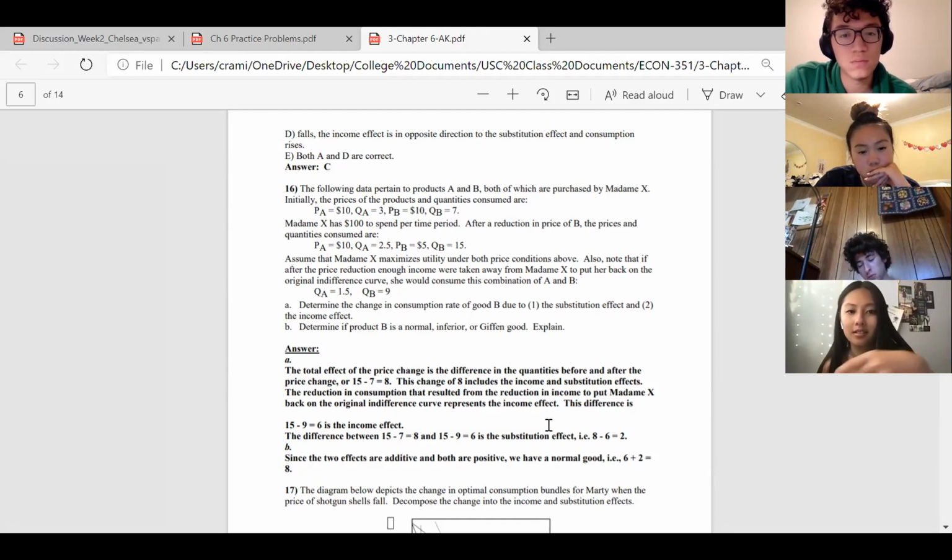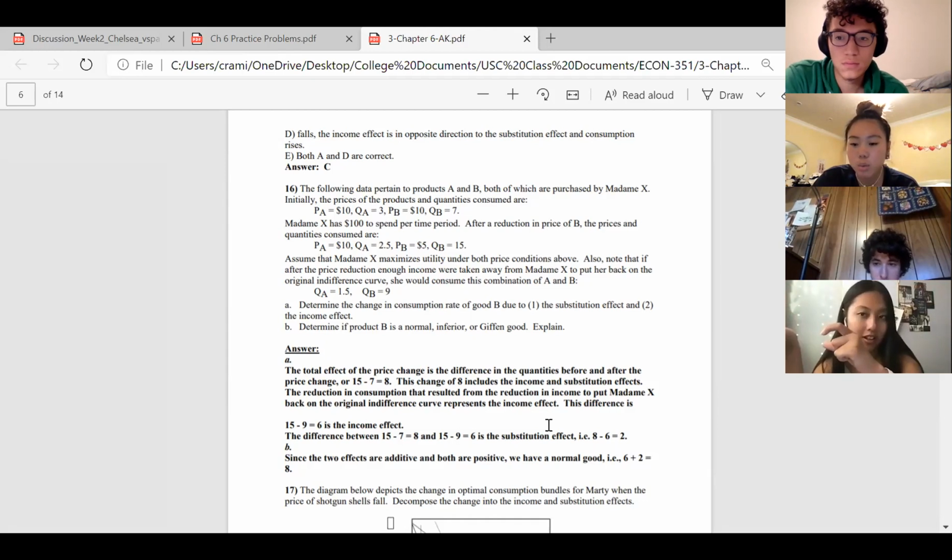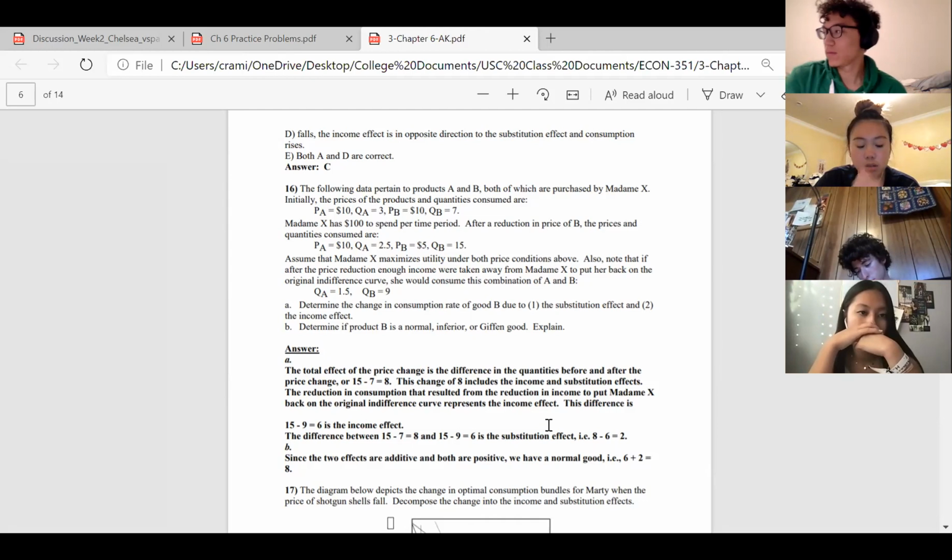For B, it'd be a normal good, because after the substitution effect, the quantity of B increased. After the income effect, it also increased again. Since it's going positive both times, it's additive. It's a normal good. So for normal goods, the substitution effect and income effect are both going in the same direction. And if it's an inferior good, they would be going against each other.